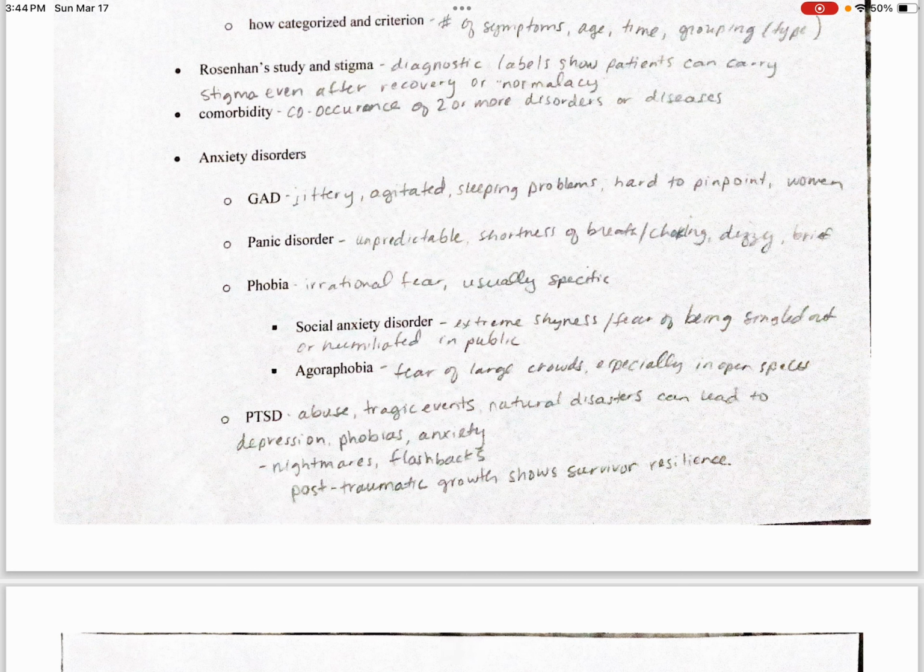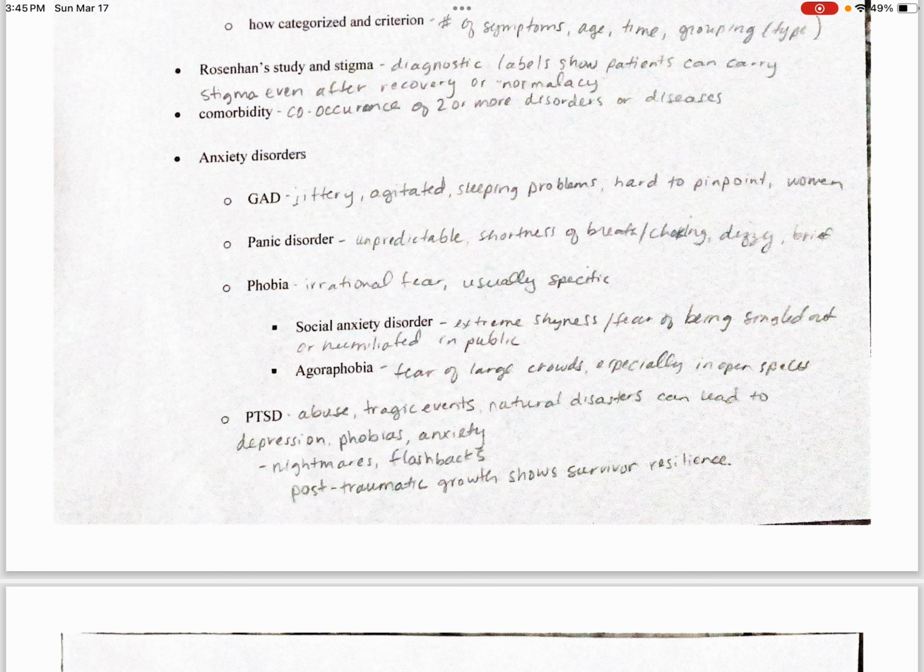Social anxiety disorder. This is when there's extreme shyness or a fear of being singled out or humiliated in public. It's about as simple and straightforward as that. People will really seek to prevent and shelter themselves from that fear of humiliation. Agoraphobia is a fear of large crowds, especially in open spaces, when there's no real way for a person to escape, which feels very out of control.